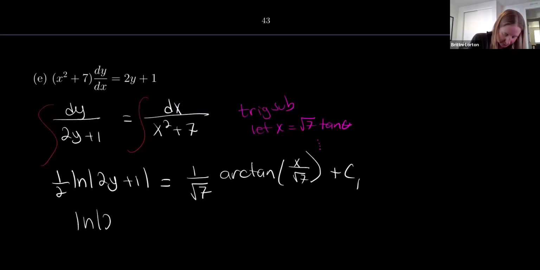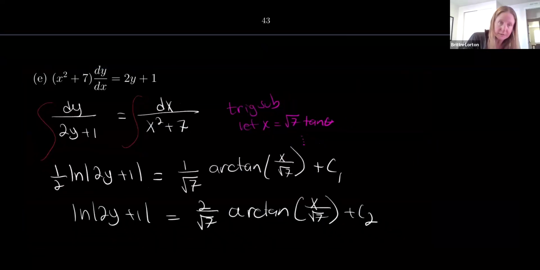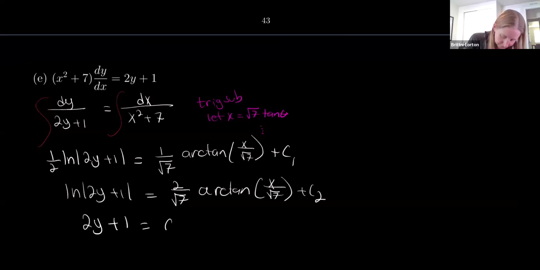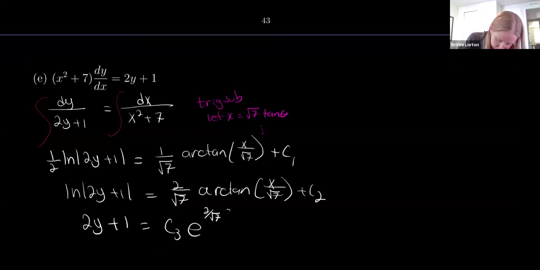Multiply both sides by 2. And I would end up with 2 over the square root of 7 arc tangent of x over the square root of 7 plus a different constant because I multiplied by 2. And then finally exponentiate both sides. 2y plus 1 is c3 e to the power of, the c3 came from the e to the power of c2 is a constant, and then e to the power of the rest of it, which is 2 over the square root of 7 arctangent of x over the square root of 7.